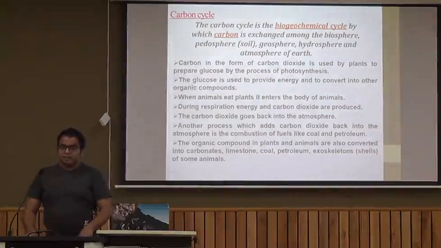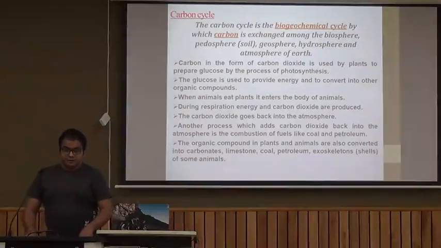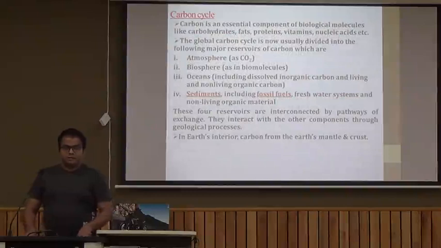When animals eat plants, these compounds enter the body of animals. During respiration, energy and carbon dioxide are produced by us, and this carbon dioxide is returned back to the atmosphere. There is one more process, that is combustion of fuels like coal and petroleum, which add carbon dioxide to the atmosphere. Organic compounds in plants and animals are also converted into carbonates, limestone, coal, petroleum, and the shells of animals like snails, in which carbon is fixed. Remember, carbon is a very important component of biological molecules like carbohydrates, fats, proteins.